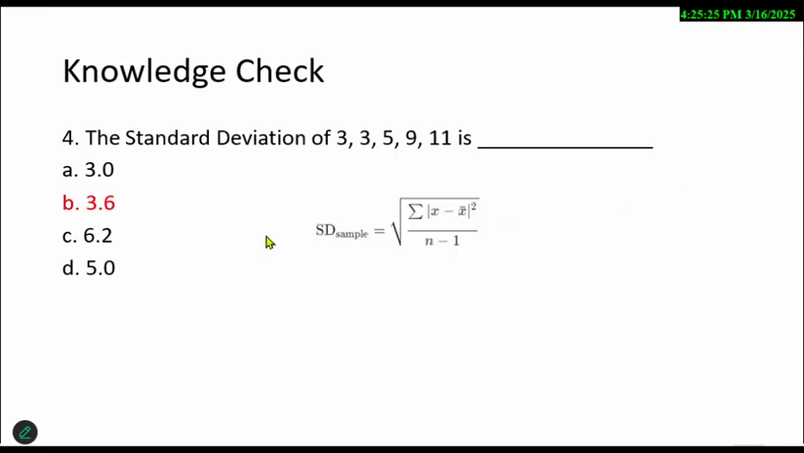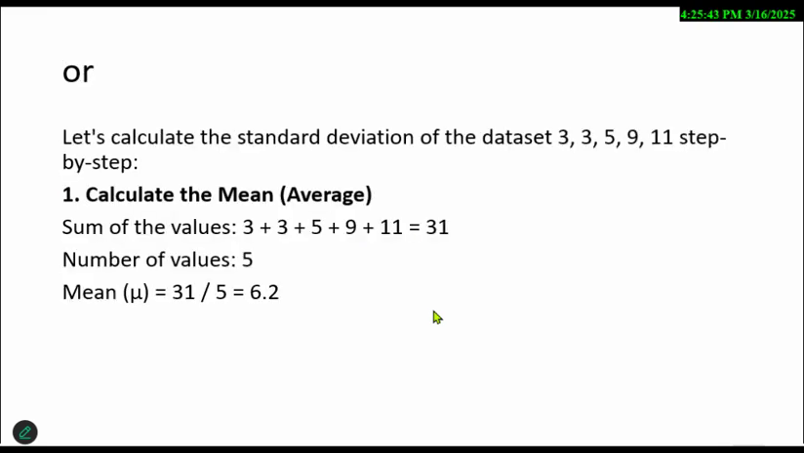Here's what the formula looks like. Sum of the deviations minus the mean, square that number, divided by n minus 1. It's not easy, and I understand, but practice it. You'll do well. We're not done yet. We got probability too. That's another one.